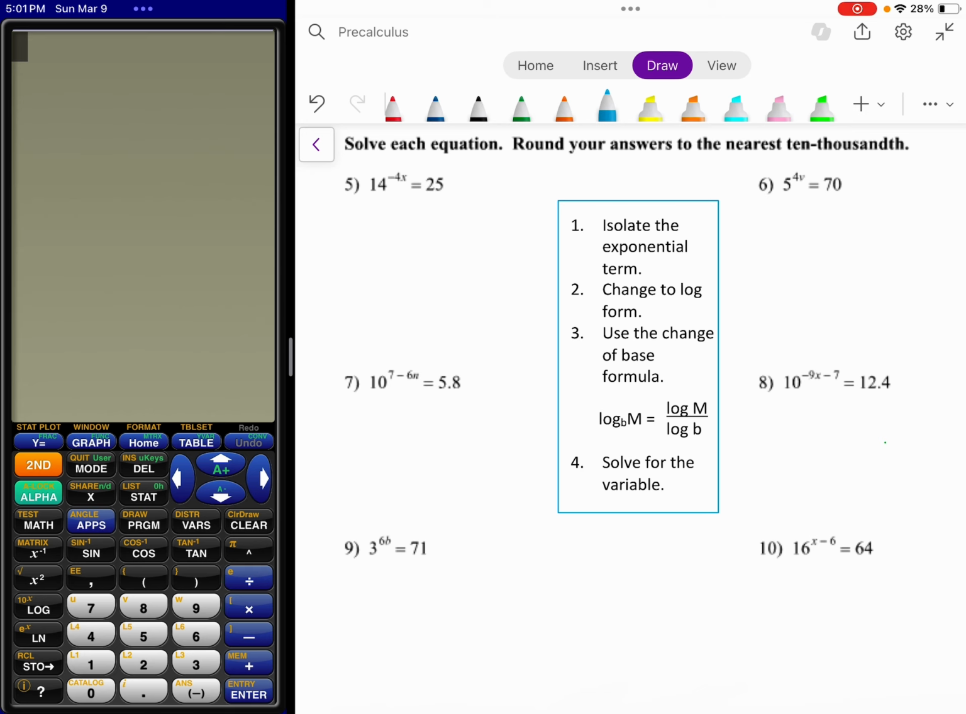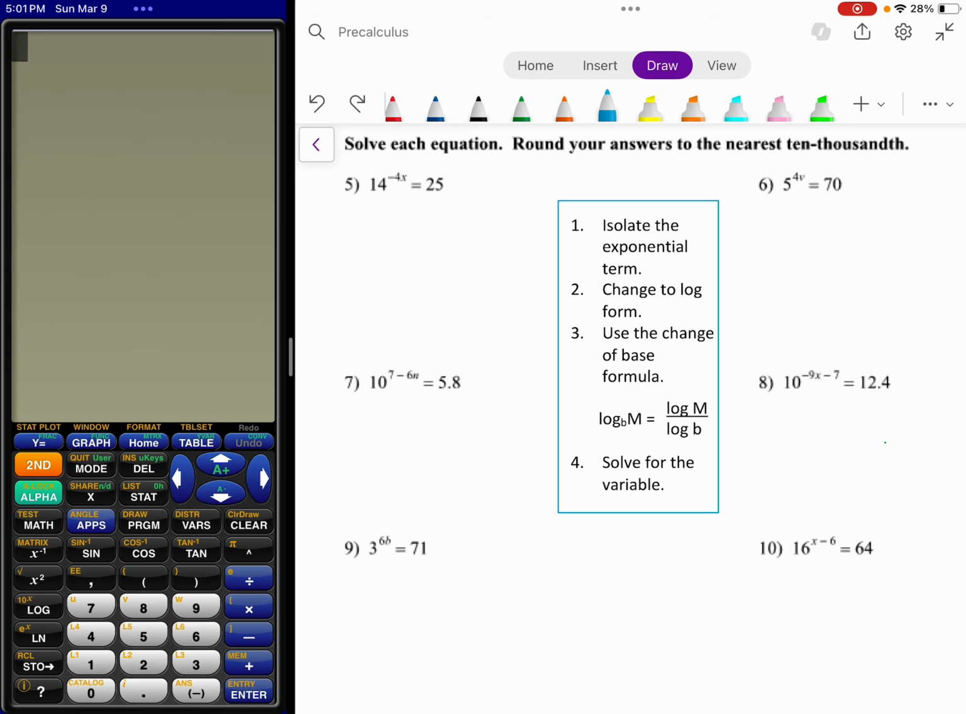using the formula there. This has common log, like log base 10. We could just as easily use natural log. So either one is fine. And then we'll solve for the variable. So let's get to it.